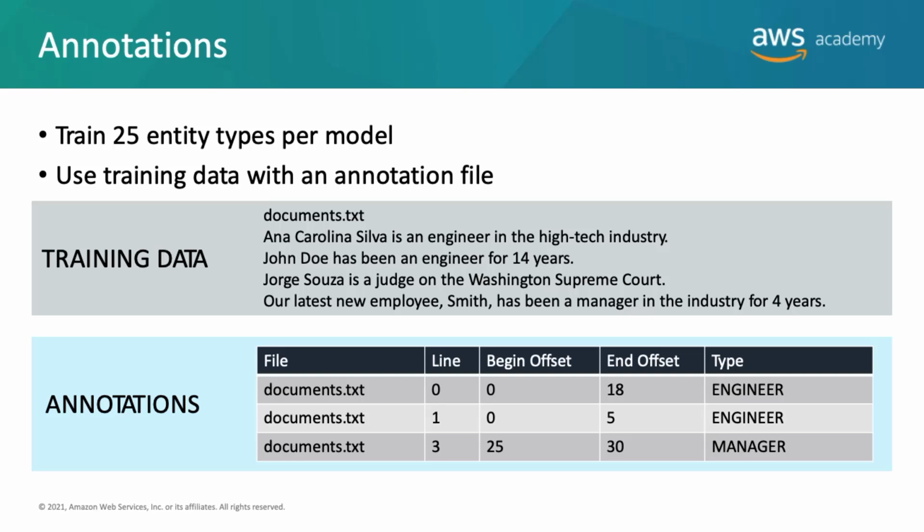The entity Anna Carolina's name begins at character 0 and ends at character 18. Engineer is the entity type. Note that the third line from the training file isn't listed in the table. That's because the line doesn't have an entity of interest. Jorge is a judge, not an engineer or manager.